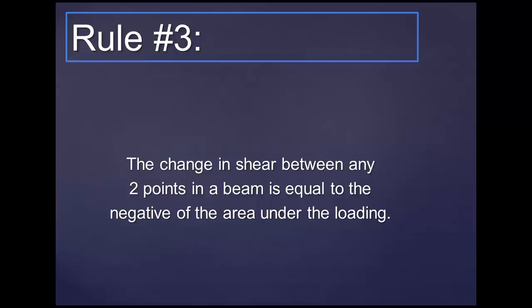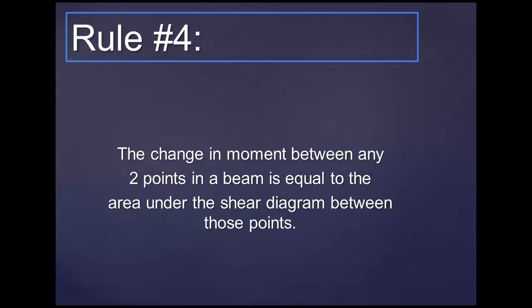Then we've got rule 3. The change in shear between any 2 points along the length of a beam is equal to the negative of the area under the loading diagram. And finally, rule 4. The change in moment between any 2 points in a beam is equal to the area under the shear diagram between those points.